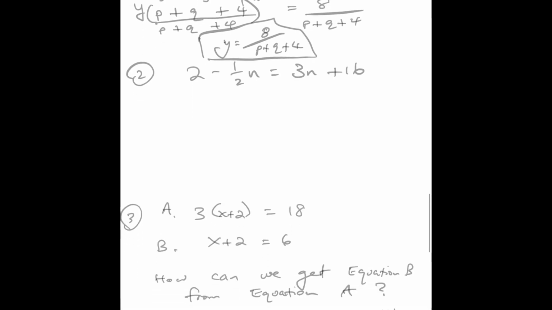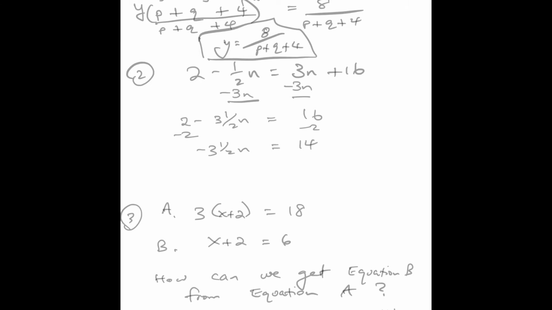Number 2, 2 minus 1/2 n equals 3n plus 16. Solving for n, so I'm going to subtract 3n over here. I want to bring all the n's on one side. So this is going to be 2 minus 3.5n, and that equals 16. I'm going to subtract 2 on both sides. I'm going to get minus 3.5n equals 14.